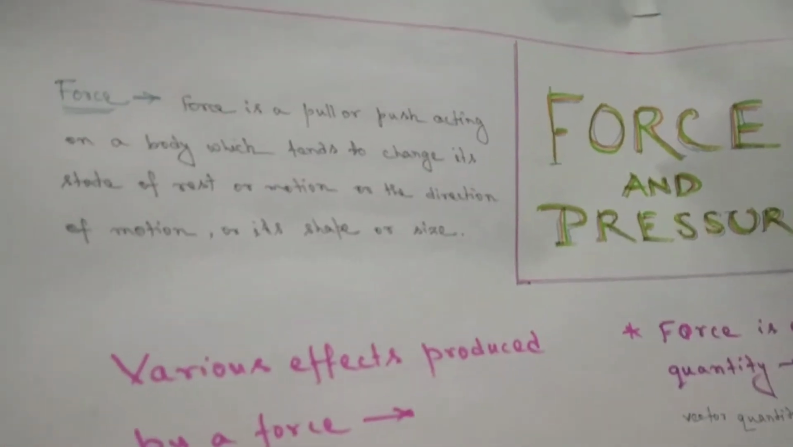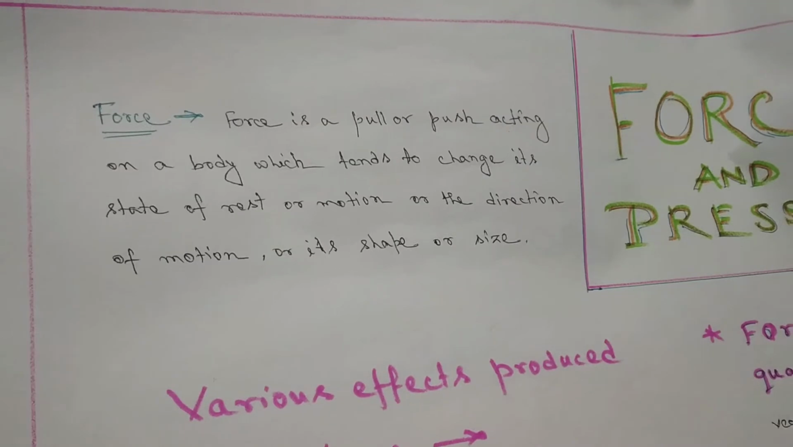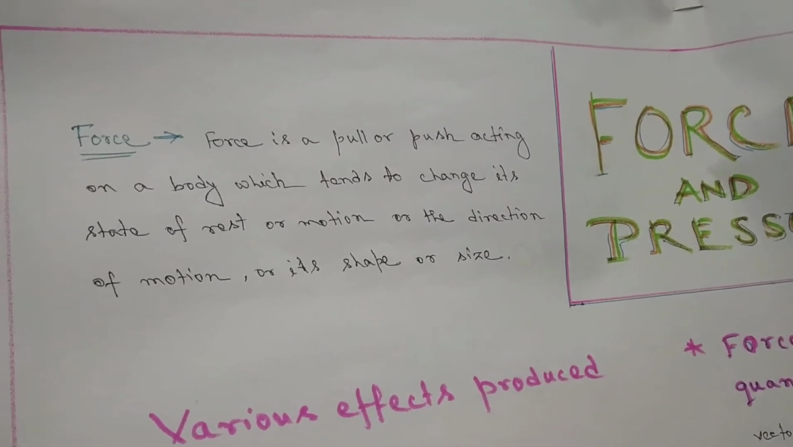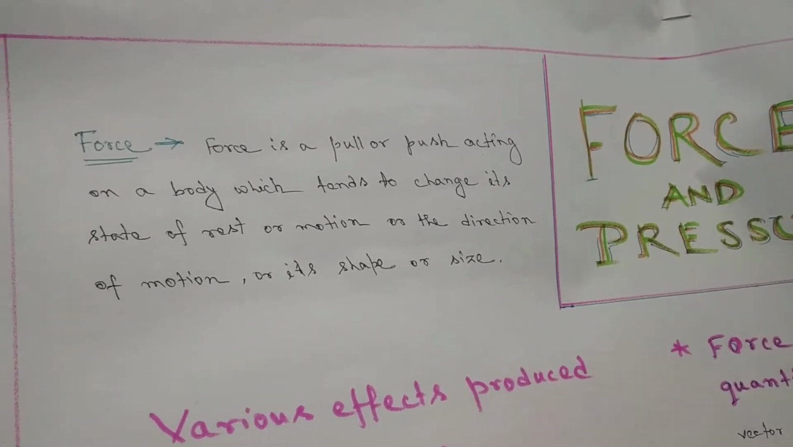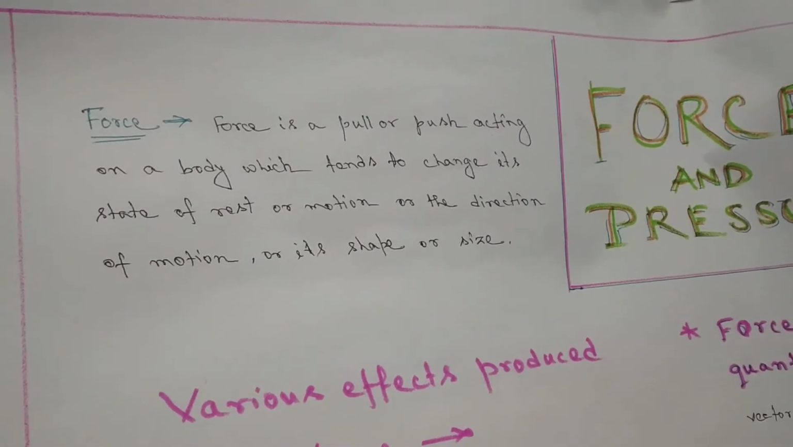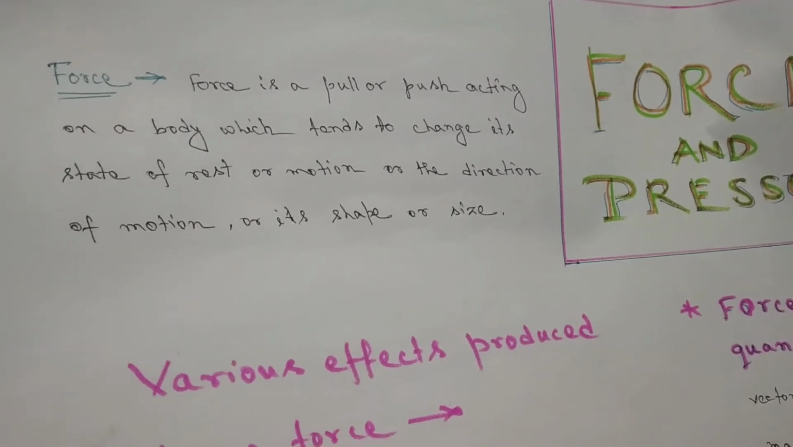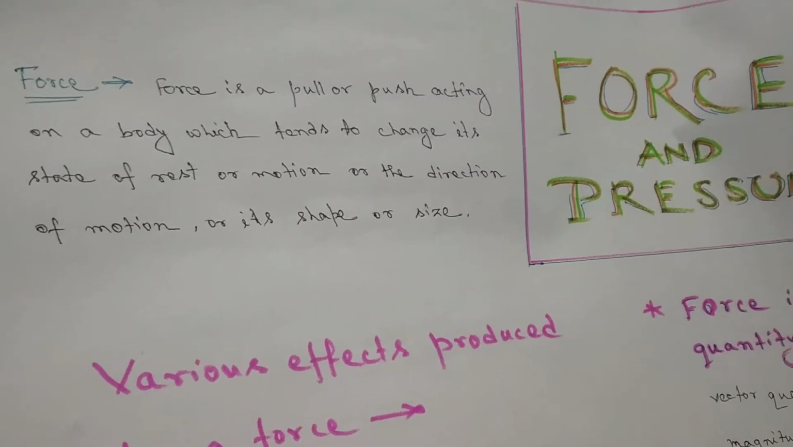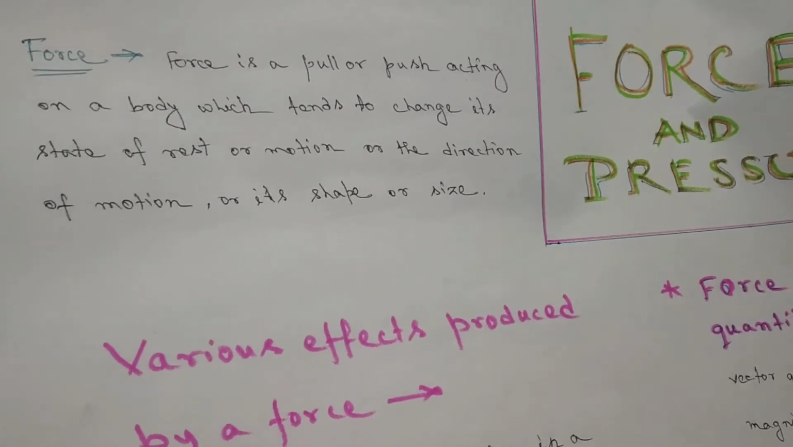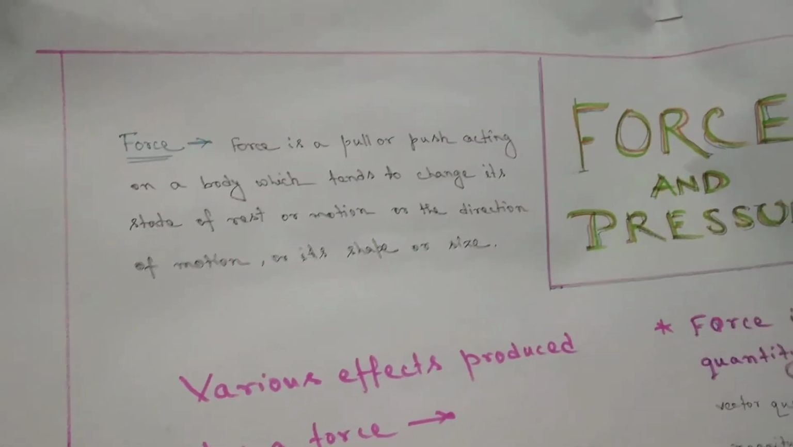Okay, so force can change the state of rest to state of motion. That means it can make a static object a moving object, or it can make a moving object a static object, or it can change the direction of a moving object, or it can change the shape or size of an object. So force can do these things.